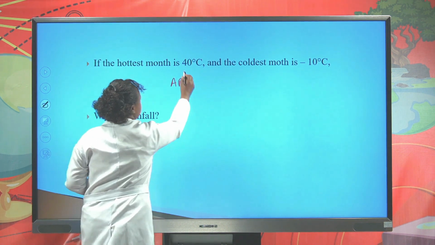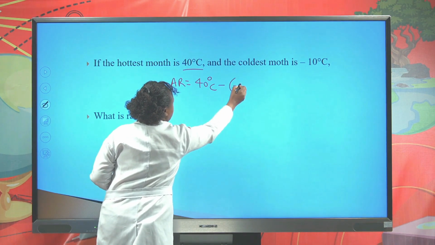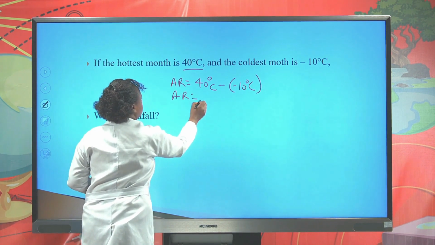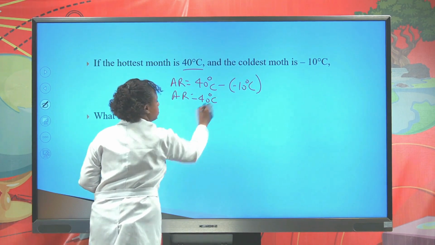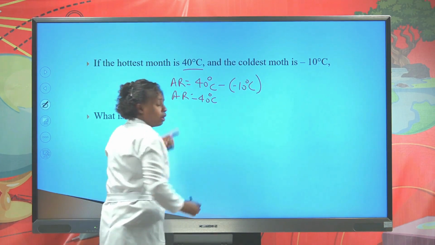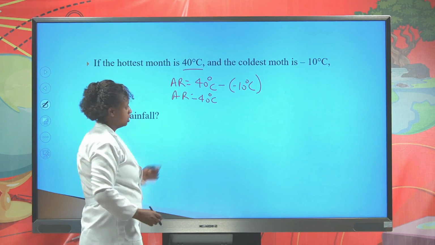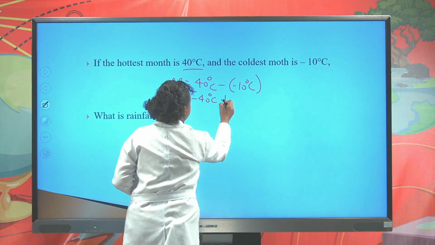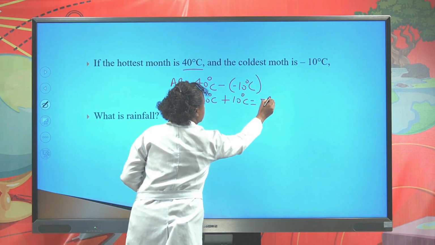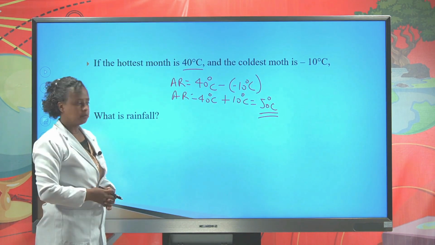the maximum temperature is 40 degrees Celsius minus negative 10 degrees Celsius. The annual range of temperature is equal to 40 degrees Celsius, the maximum temperature of a month. According to mathematical law, the two minus signs joined together give an addition sign. So minus minus becomes plus 10 degrees Celsius. We get 50 degrees Celsius as the annual range of temperature.